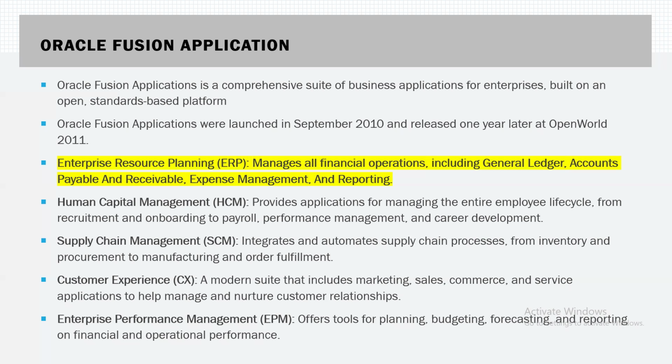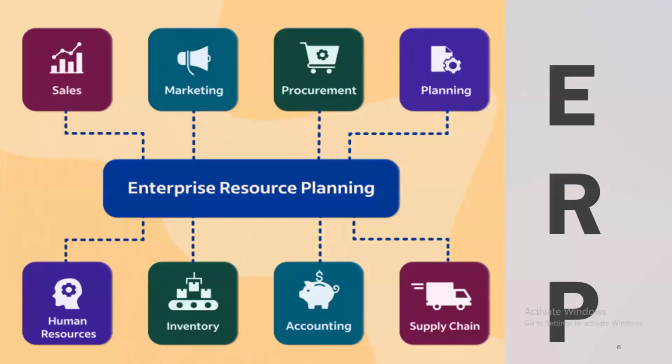Without this ERP, you cannot work on SCM. You cannot execute SCM, CX or EPM, anything. These are the branches. ERP is the main tree. Okay. So what is ERP? What exactly is happening in ERP?